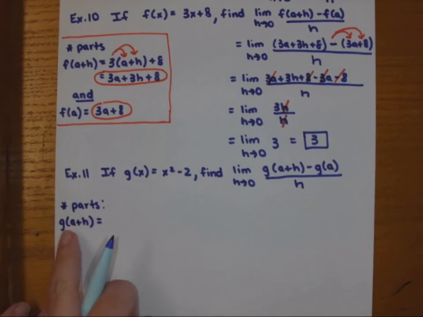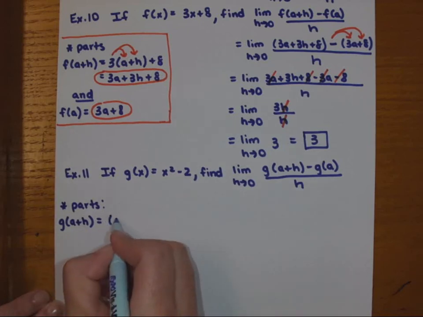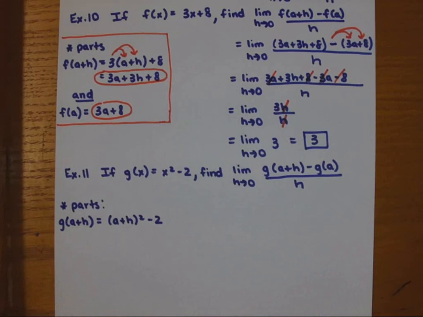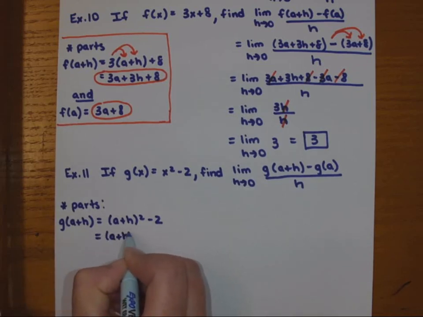Okay, remember, g of anything means replace x with that. So instead of x squared minus 2, I'm going to have parentheses squared minus 2. Okay, it's really tempting. I know some of you want to do it. This is not a squared plus h squared. You are not allowed to distribute a power when you're adding. So let's maybe write it out differently, and then maybe you'll think of it another way.